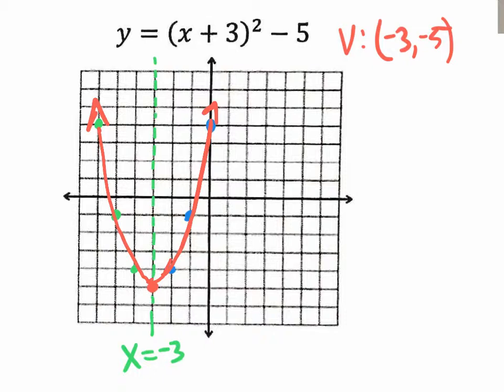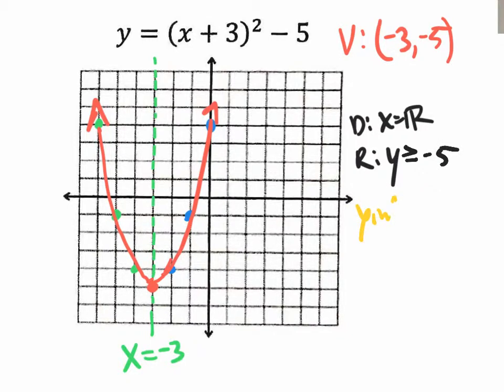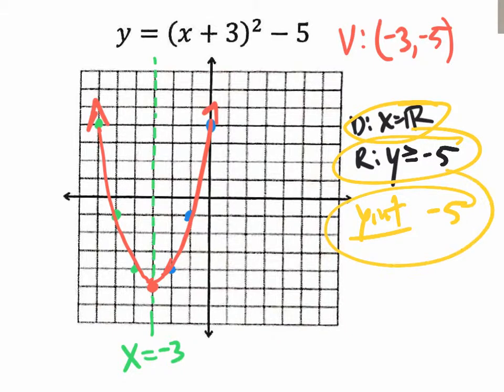Stating everything we need to state. Domain, x equals all real numbers. Range, y is clearly above a certain value, the y value of your vertex. So y is greater than or equal to the y value of -5. What else? The y-intercept, you could set x equal to 0 and solve, or you could just look at where it crosses the y-axis. Either way, your y-intercept is what? -5. That's right.